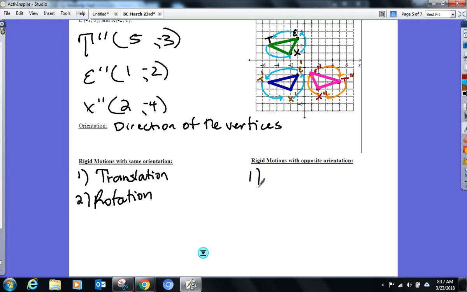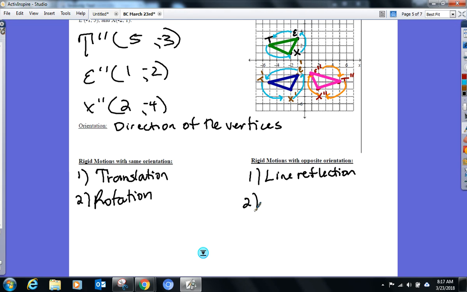Okay. What about opposite orientation? We already did one up here. Saad. Okay. Be careful there. I'm going to put a reflection, but there's two types of reflection. One you don't know about and one you already know about, which is a line reflection. On Monday, we're going to talk about a point reflection, and that may be different. So let's put line reflection.